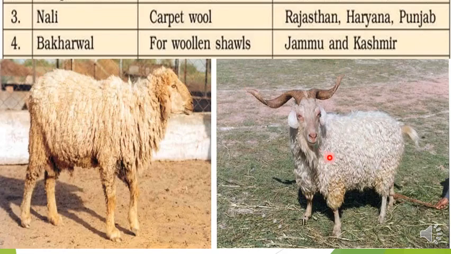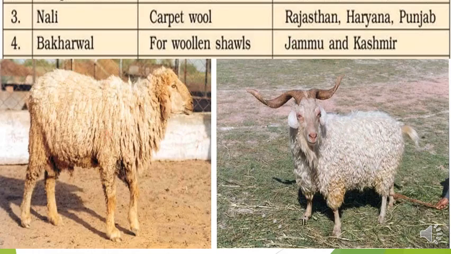Then the fourth one is Bakarwal, for woolen and shawl. The fleece of this animal is used. Each breed is completely different. They have their own special qualities, right? The fleece is also different, and their quality of yielding wool is also different. This is found in Jammu and Kashmir. You can see it is a bit shiny compared to this fleece, right?